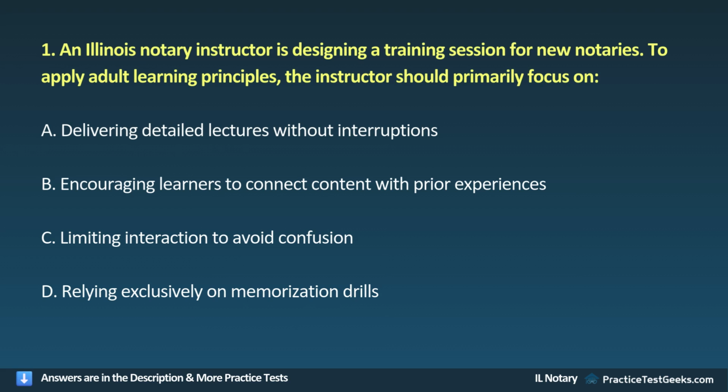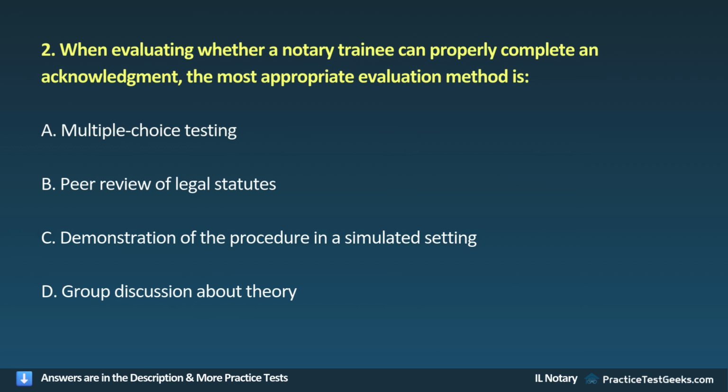C. Limiting interaction to avoid confusion. D. Relying exclusively on memorization drills. 2. When evaluating whether a notary trainee can properly complete an acknowledgement, the most appropriate evaluation method is A. Multiple choice testing. B. Peer review of legal statutes. C. Demonstration of the procedure in a simulated setting.